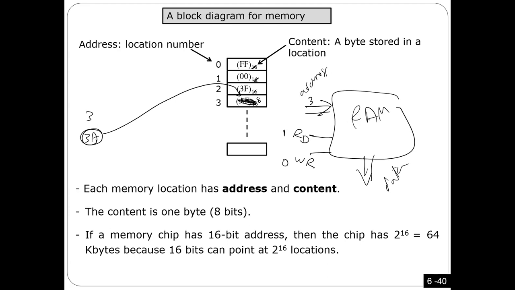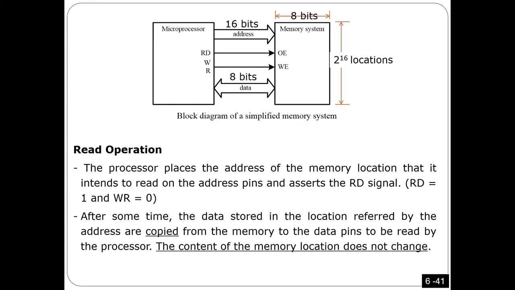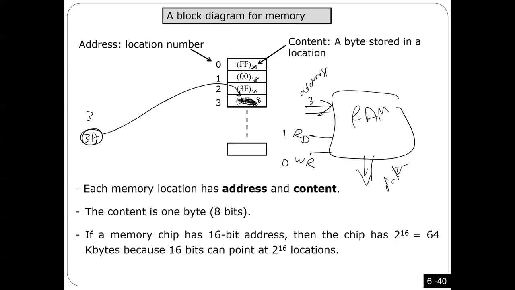So now that's what I'm explaining here. Before I go to this point, you should understand we have an address. This address has to tell which location you want to read or write, because every time you can only read one location. In every location, we store one byte. You get what I'm saying?